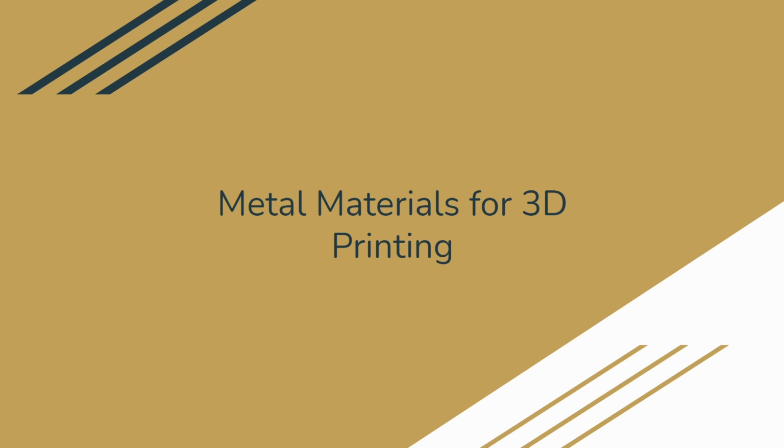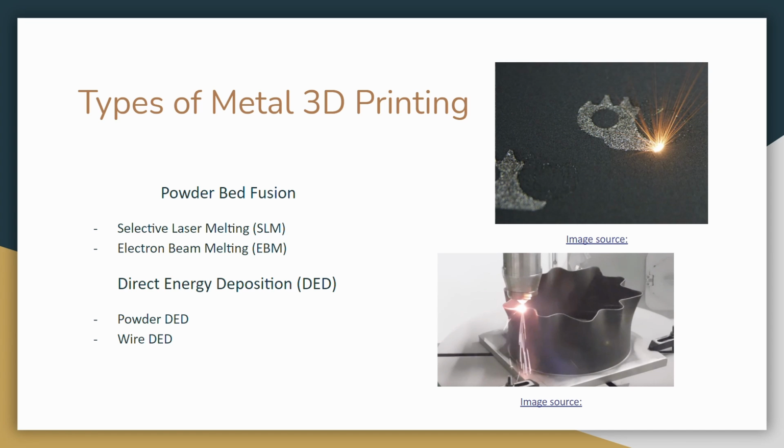I'm now going to cover the various types of metal 3D printing that are available, and then take a deeper look into one of them to show its effects on material properties. So there's SLM, also known as SLS and DMLS.